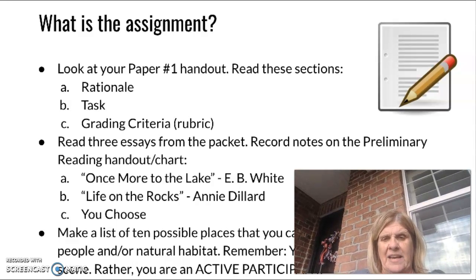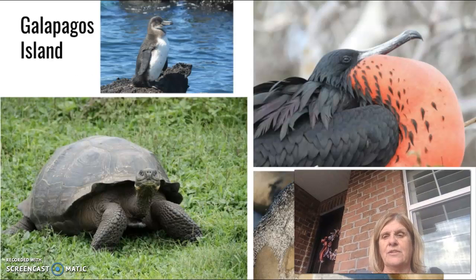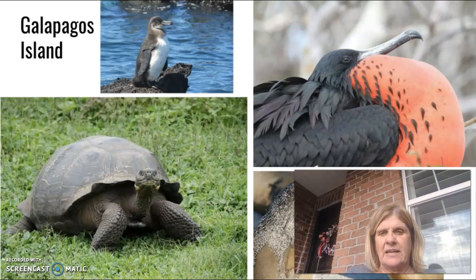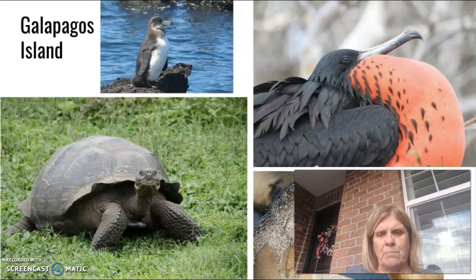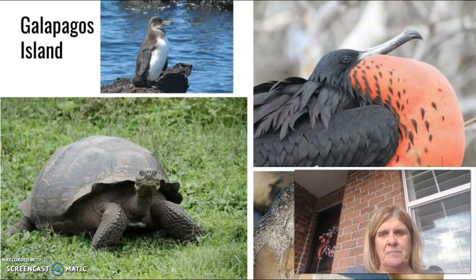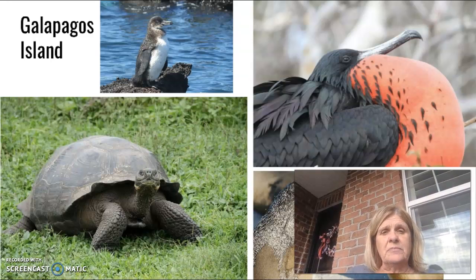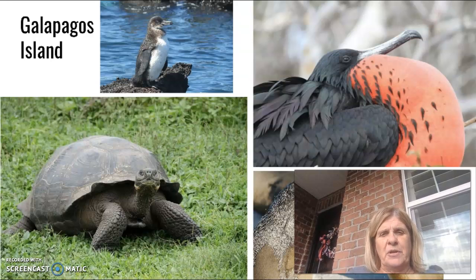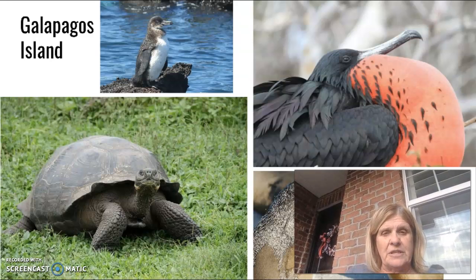Before you begin Annie Dillard's essay, I just want to give you some images of the Galapagos Islands. Remember, this is the place that Charles Darwin visited when he came up with the theory of evolution. If you notice, a lot of the animals and creatures on this island have just beautiful colors that made Darwin come to his conclusions about evolution.